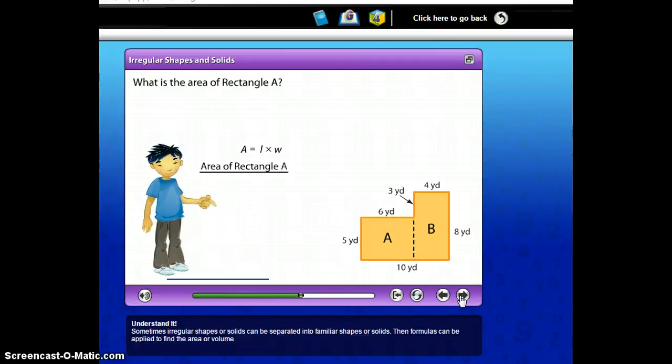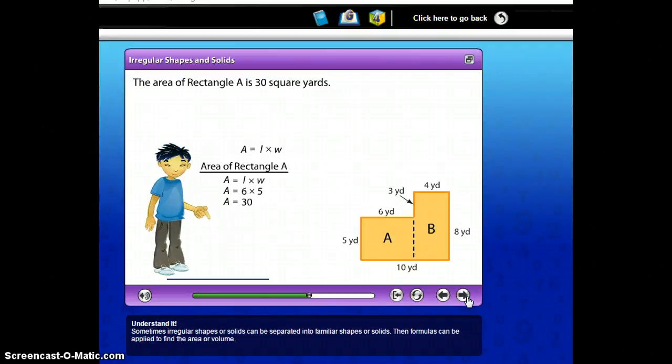What is the area of rectangle A? Length times width is what here, Brendan? 6 times 5, which is, Brendan? 30 yards squared. Remember, squared for area. Volume is cubed. The area of rectangle A is 30 square yards.